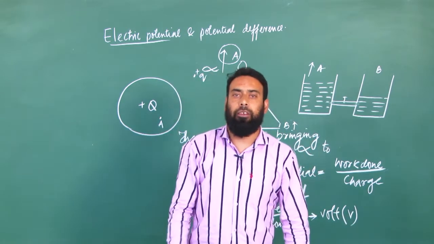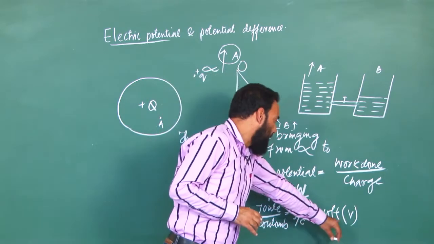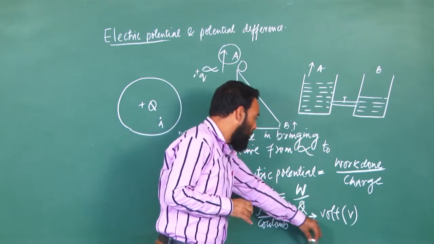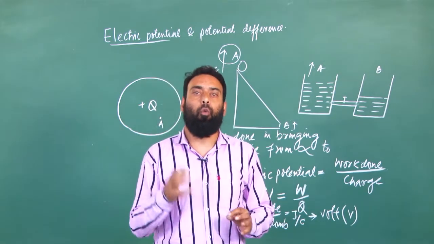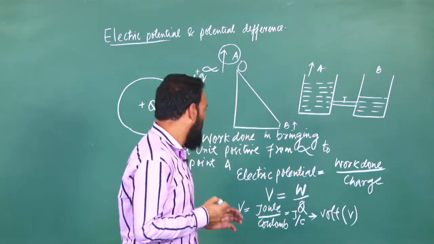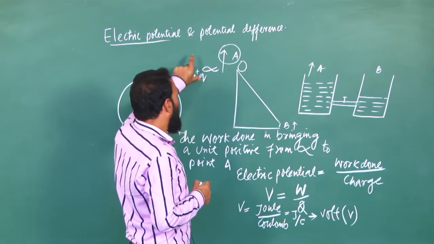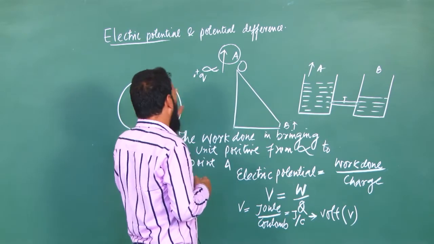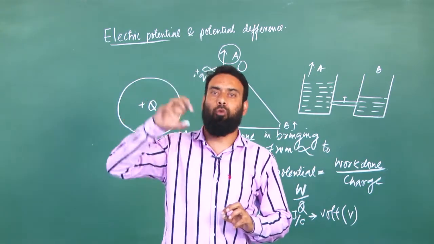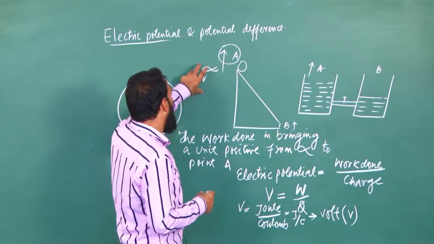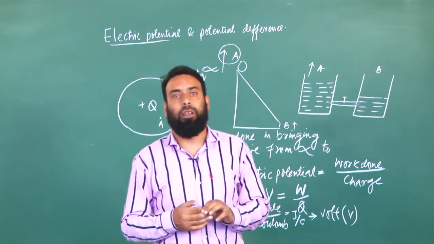And in order to honor a great scientist, Alessandro Volta, the name volt has been given. So the unit of electric potential is volt. How can we define 1 volt of electric potential? We can simply say that an electric potential is 1 volt when 1 joule of work is required to bring a unit 1 coulomb positive charge from infinity to point A. So you have an idea what electric potential is.